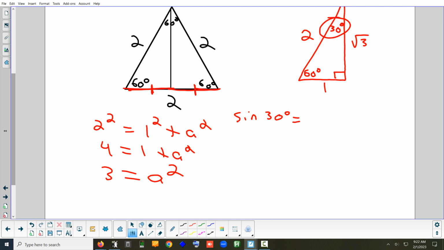I forgot how to do sine. Can you help them out? What's sine? Do you want me to say the formula or just say what it is? Opposite over hypotenuse. Yep. Opposite over hypotenuse. Then it's 1 over 2. 1 over 2. Here's my sine.